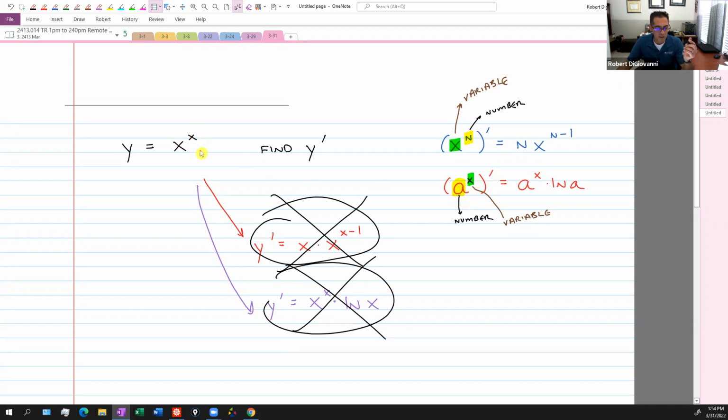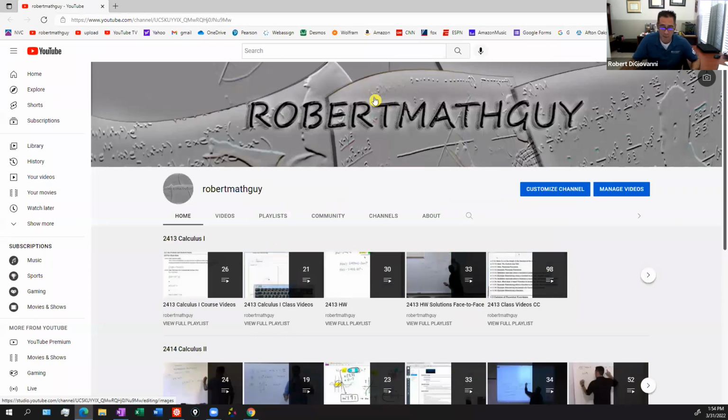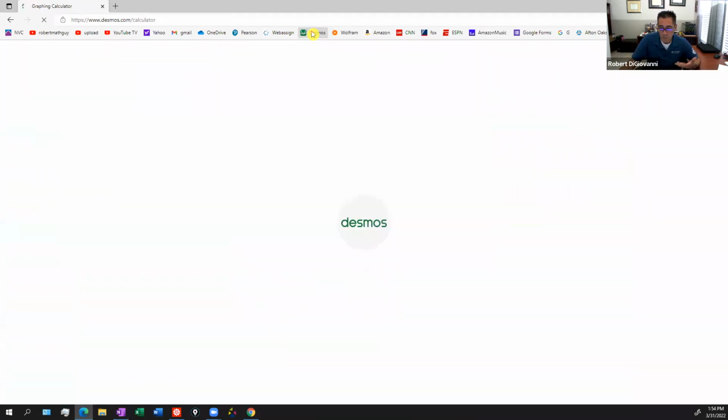This is a special scenario where we've got the variable both in the base and in the exponent. I'm going to say it again. This is a function where we have the variable in the base and the exponent at the same time. We have not seen anything like this. Would y'all like to see the graph of this? Because I know you've never studied this function before, because in college algebra, we don't study that type of function. Or in pre-cal, we don't.